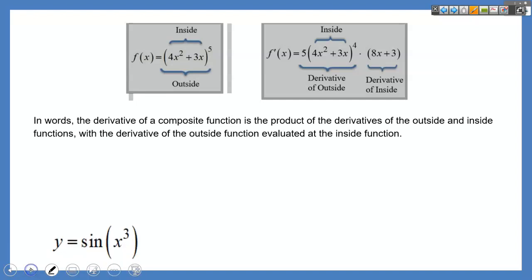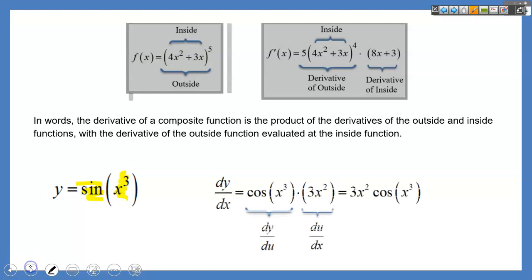Next problem, y equals sine x cubed. Outside is sine, inside is x cubed. Derivative of sine is cosine. So again, the x cubed stays, and then you multiply by the derivative of x cubed, which is 3x squared. So you get 3x squared cosine x cubed.